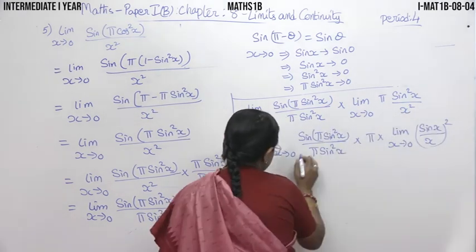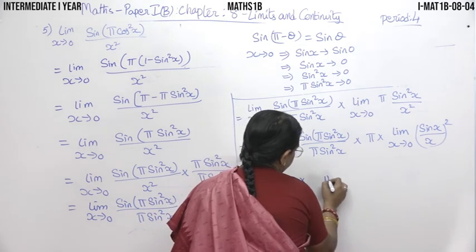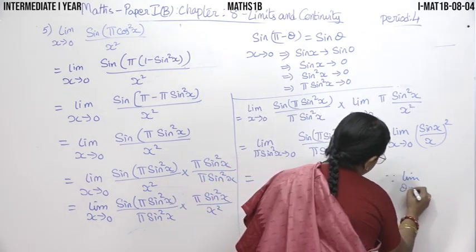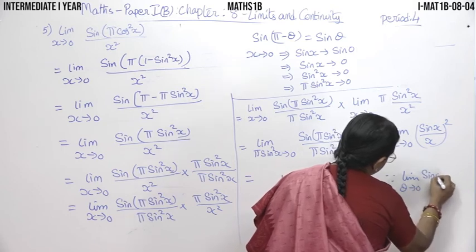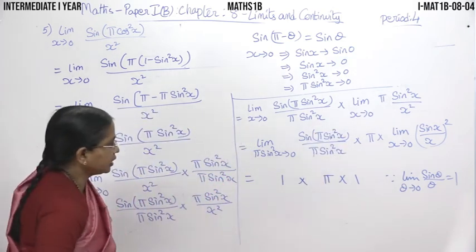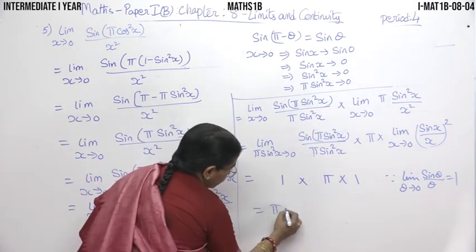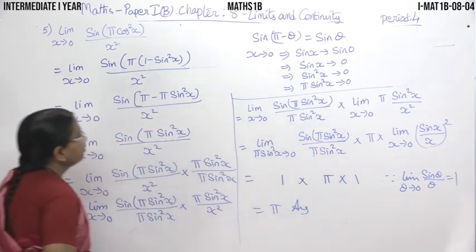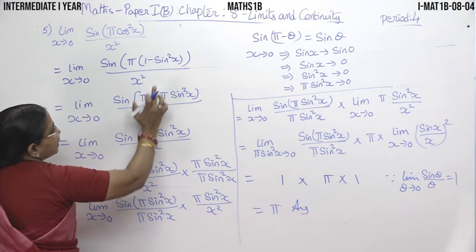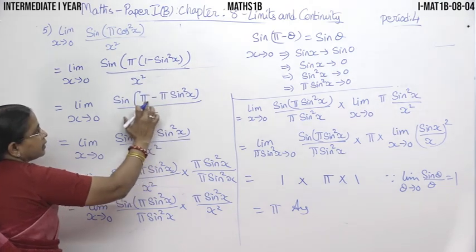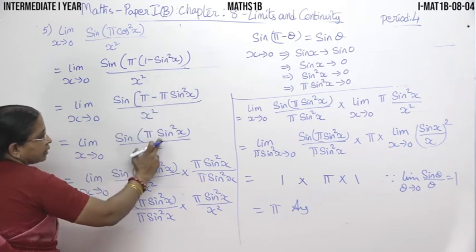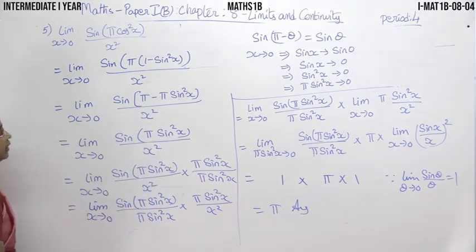So we'll write this as 1 into pi into 1, because in general, limit of sine theta by theta is equal to 1, this is our theta like that. So the answer is pi. So like this, we do the problem. Here this point you have to remember: writing cos square x as 1 minus sine square x and then splitting. This is in the form sine 180 minus theta, that is sine theta. Then again multiplying, dividing like this.